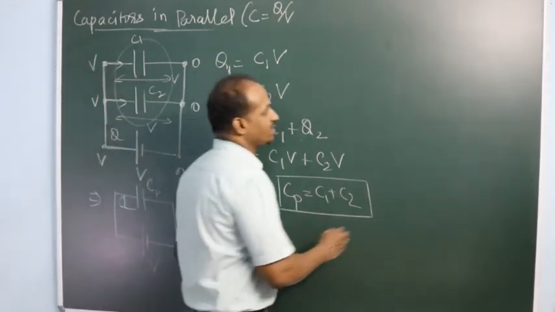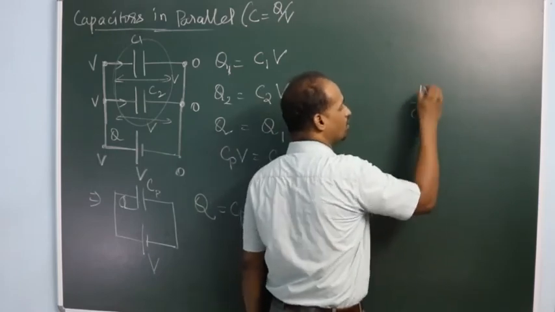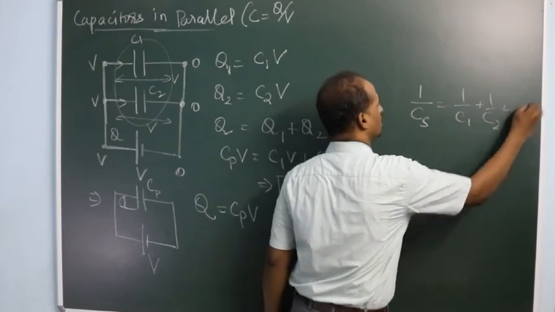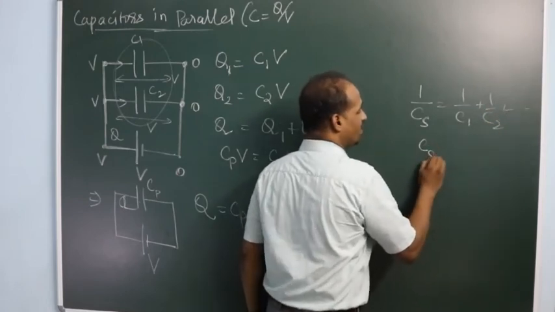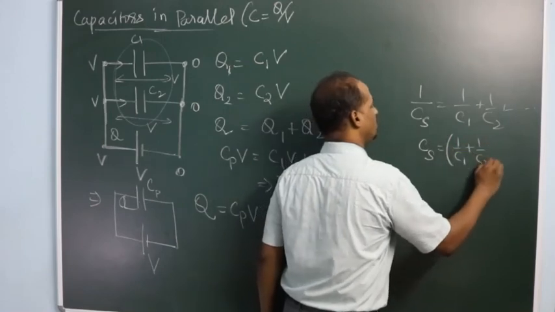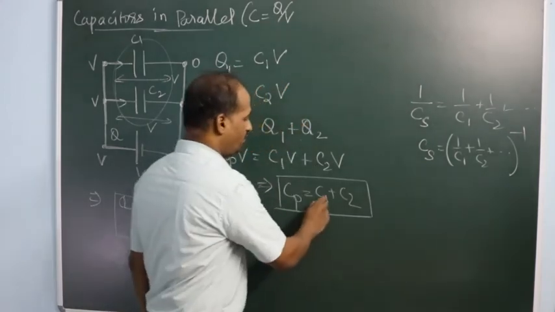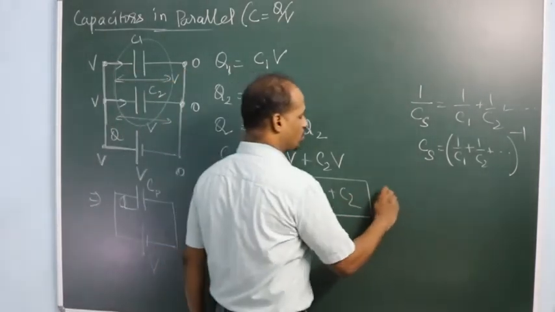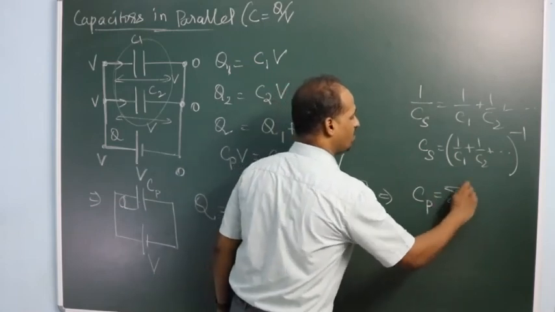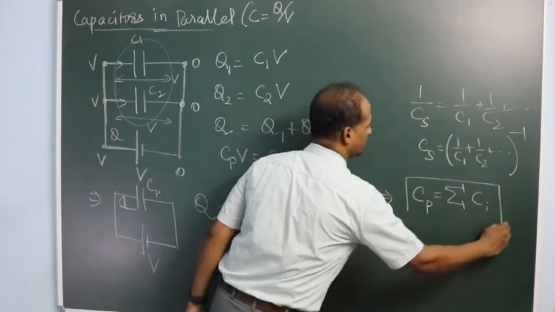In series connection, the reciprocal of the effective capacitance is 1 by C1 plus 1 by C2 plus and so on. In general, you can write the effective capacitance in series as 1 by C1 plus 1 by C2 plus up to n capacitors, whole to the power minus 1. When they are connected in parallel, this can also be written as C parallel. The effective capacitance in parallel will be the sum of all the capacitors connected in parallel.